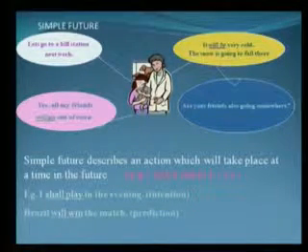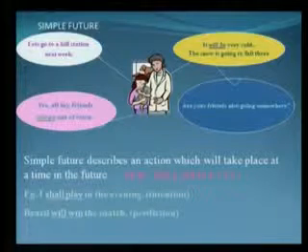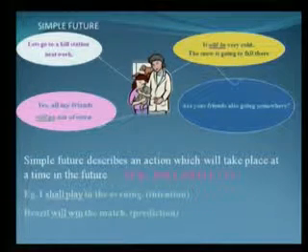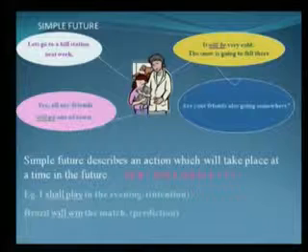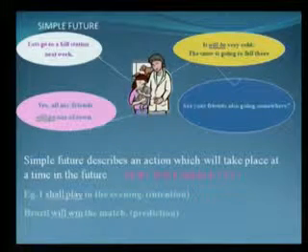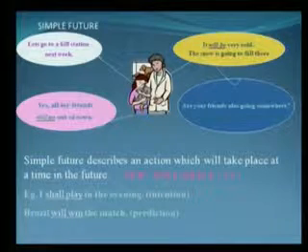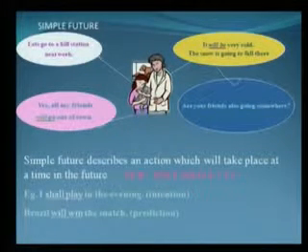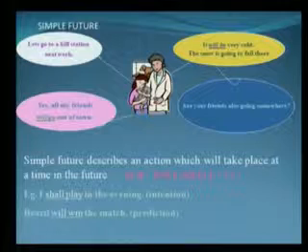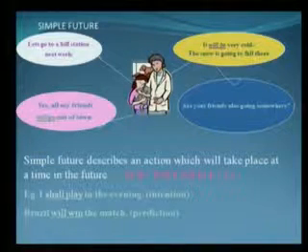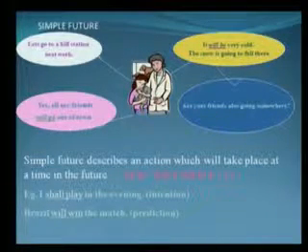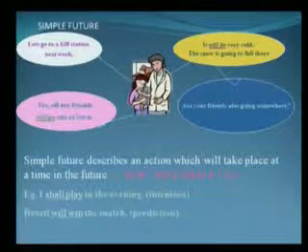If you cannot read this, please read it carefully. Subject plus will or shall plus the verb one. Example is I shall play in the evening. Here the shall is again a modal auxiliary which is showing you the mood which is called intention. Intentionally, I shall play in the evening.